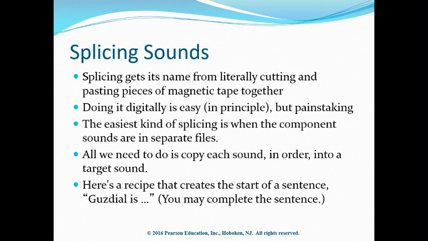Splicing gets its name from literally cutting and pasting pieces of magnetic tape together. Doing it digitally is easy in principle, but painstaking. The easiest kind of splicing is when the component sounds are in separate files. All we need to do is copy each sound in order into a target sound. Here is a recipe that creates the start of a sentence. Guzdial is. You may complete the sentence.